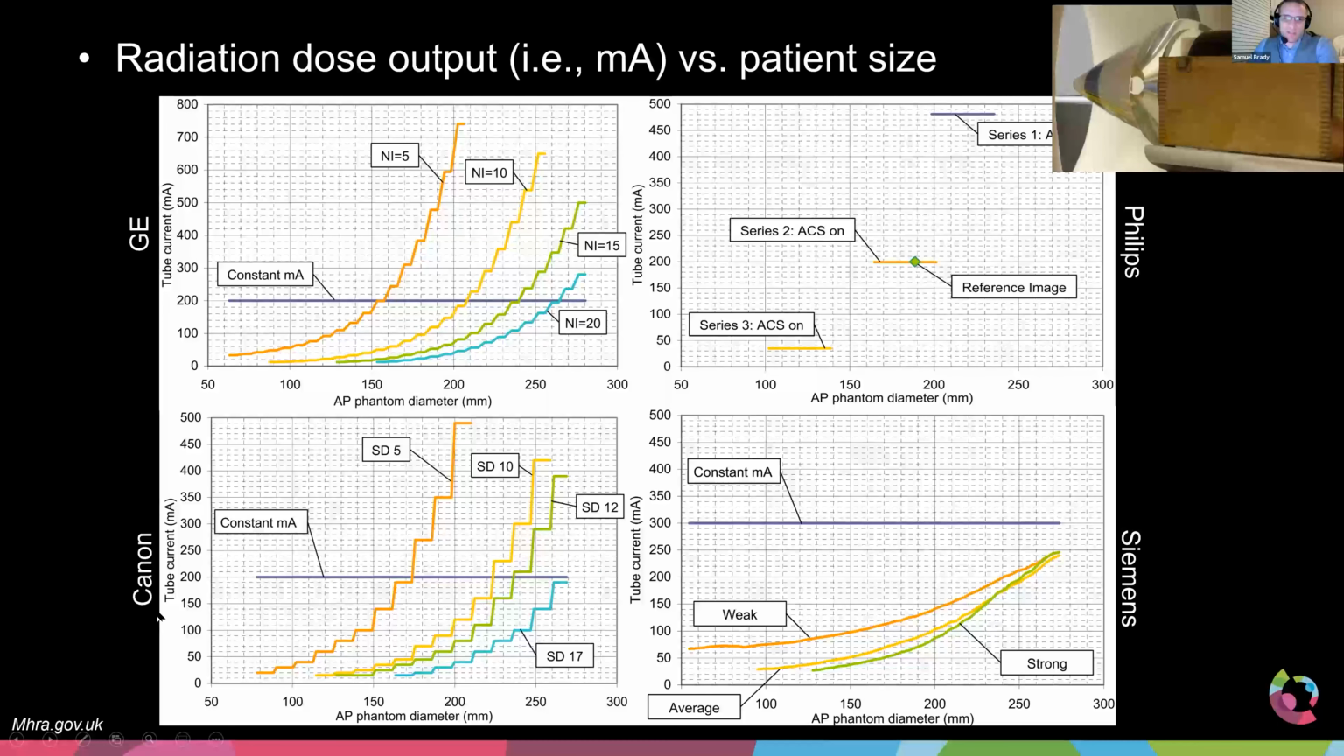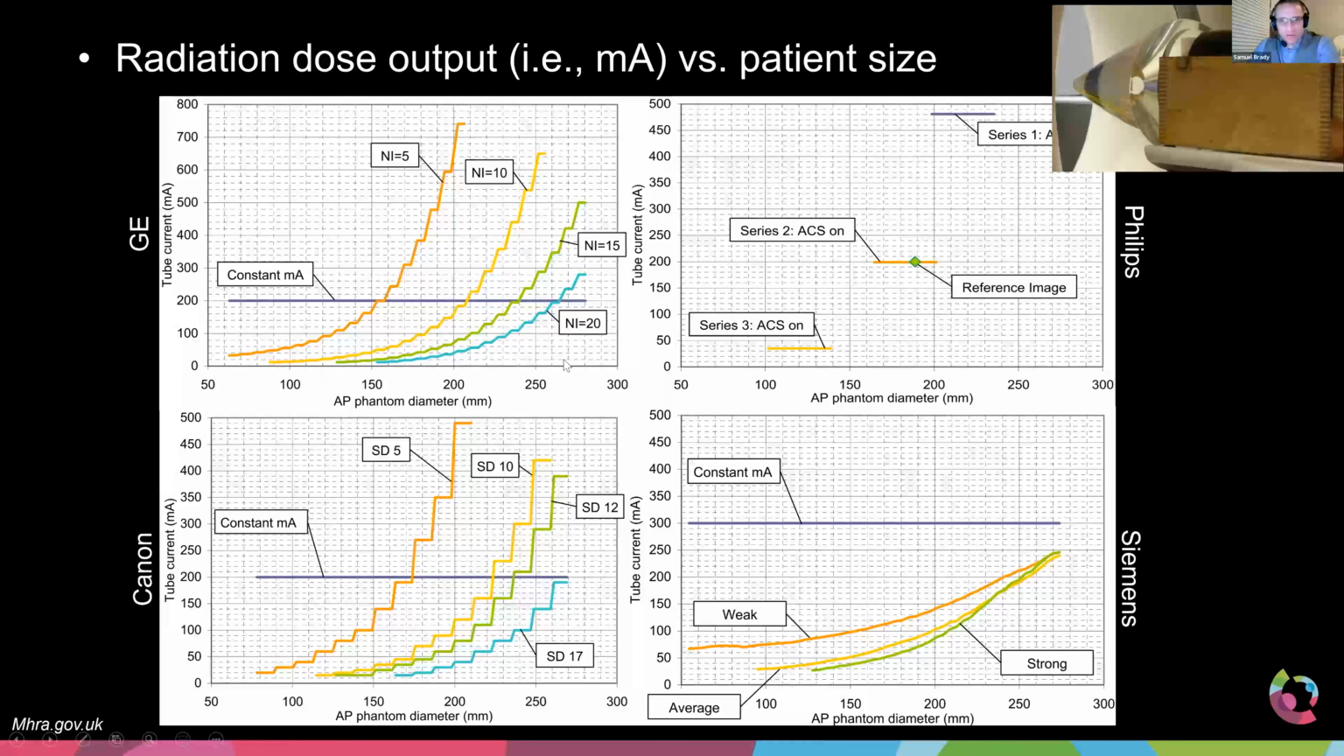So there was this paper that came out. If you go to mhra.gov.uk, this is a study that came out from the UK. They used this conical plastic phantom. In other words, it's a constantly changing diameter phantom. And so that's why you see here along the x-axis different patient diameters, going from really teeny, 5 centimeters, which is not even a patient, maybe an arm, up to a relatively thick 250, 300 millimeters or 25, 30 centimeters.